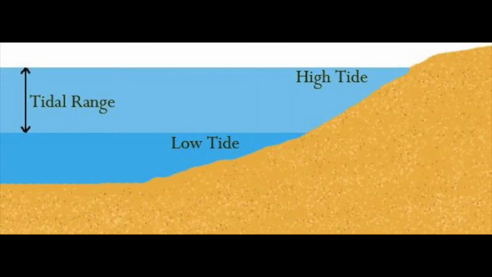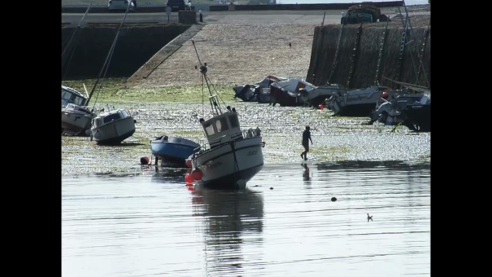The tide range is the difference in sea level between low and high tides. In the open ocean, that tide range is only about 2 feet. However, here near shore, the tide range can be much larger. The largest tidal range is on the Bay of Fundy in Canada. There it can change by as much as 50 feet from low to high tide.